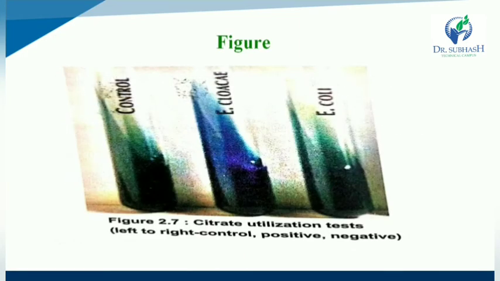Figure of citrate utilization test. Left to right: control, positive as well as negative test. If the color is blue, that indicates a positive test, while green in color indicates a negative test.